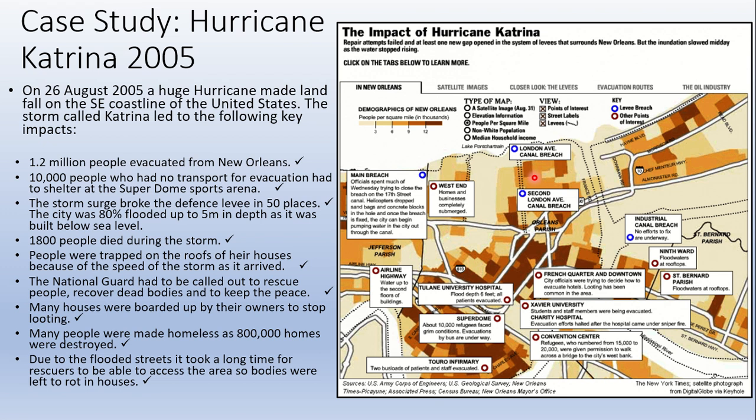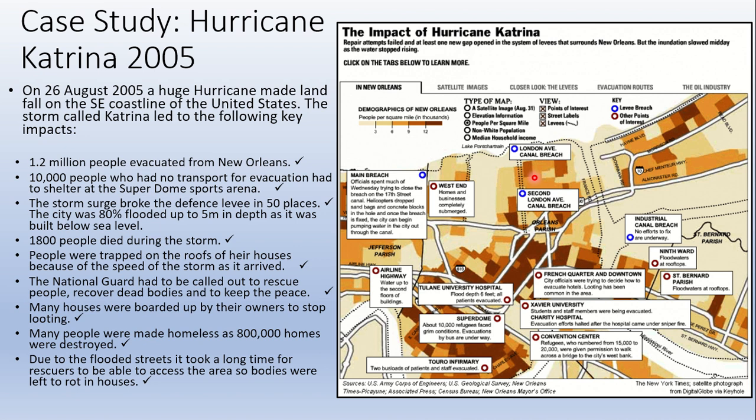Many people were trapped on the roofs of their houses because of the speed of the storm as it arrived. They just didn't have time to respond, and so they had to wait for rescue with no food and no shelter on the roofs of their houses. In many ways, this was one of the worst hurricanes to affect the United States, though actually it's only the third worst in terms of death toll.